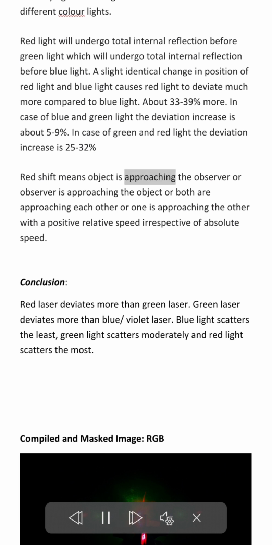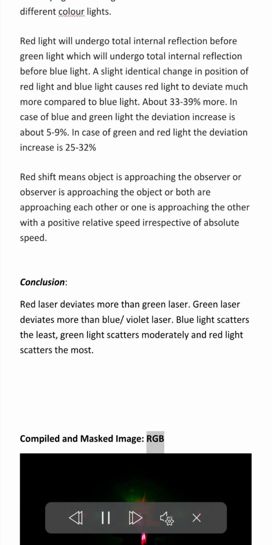Red shift means object is approaching the observer or observer is approaching the object, or both are approaching each other, or one is approaching the other with a positive relative speed irrespective of absolute speed. Conclusion. Red laser deviates more than green laser. Green laser deviates more than blue/violet laser. Blue light scatters the least, green light scatters moderately, and red light scatters the most.